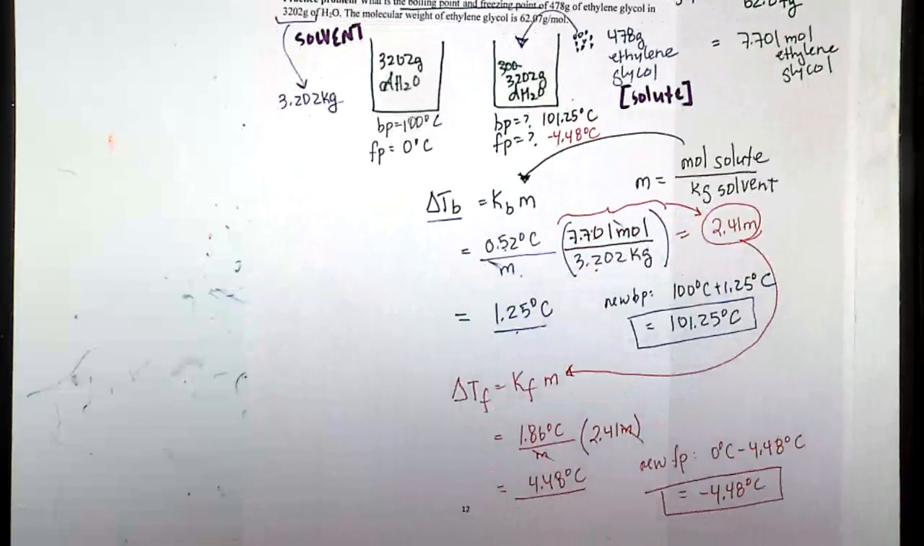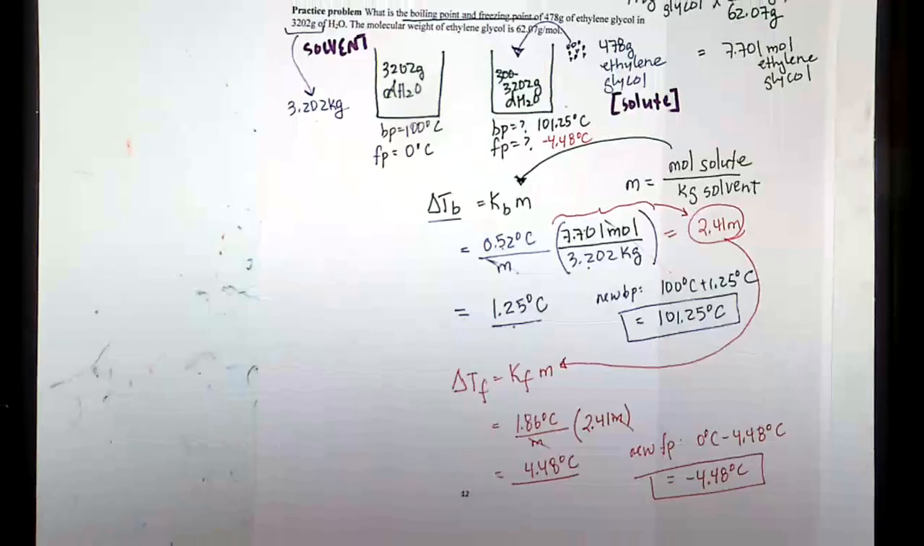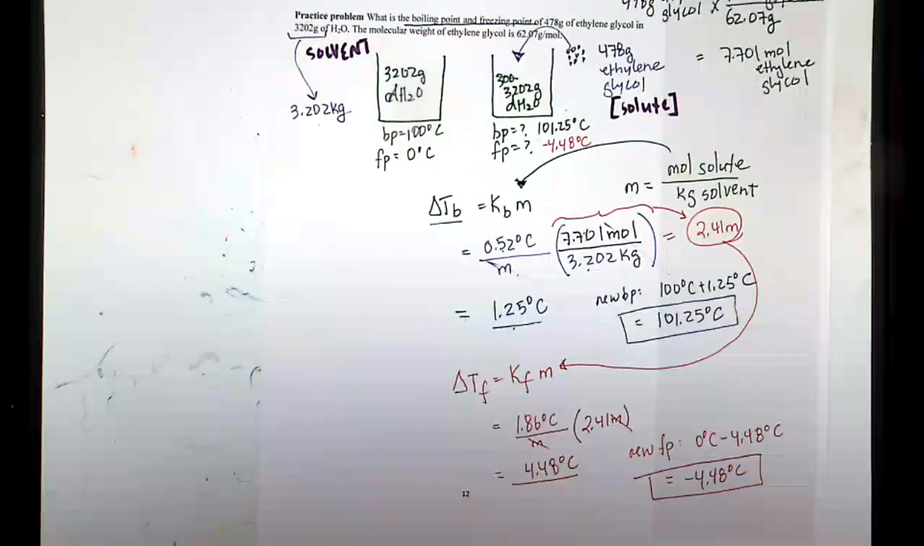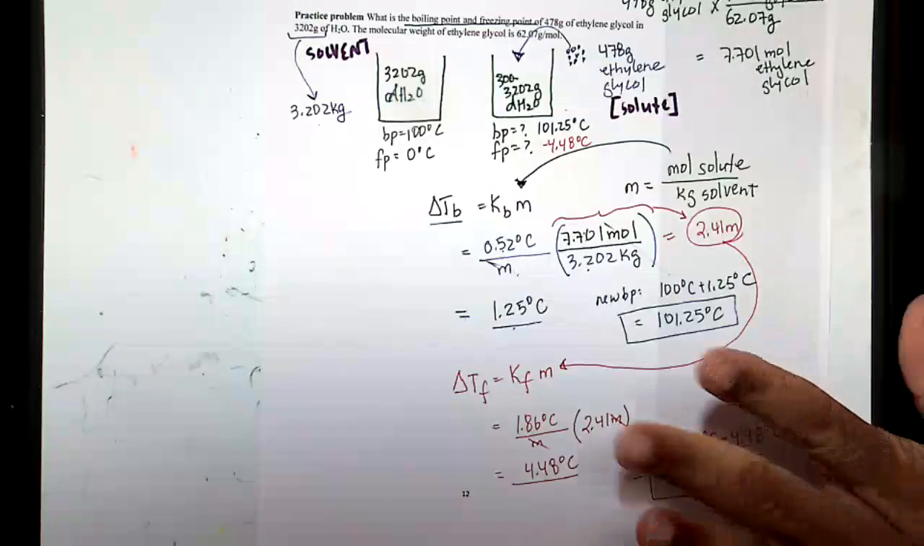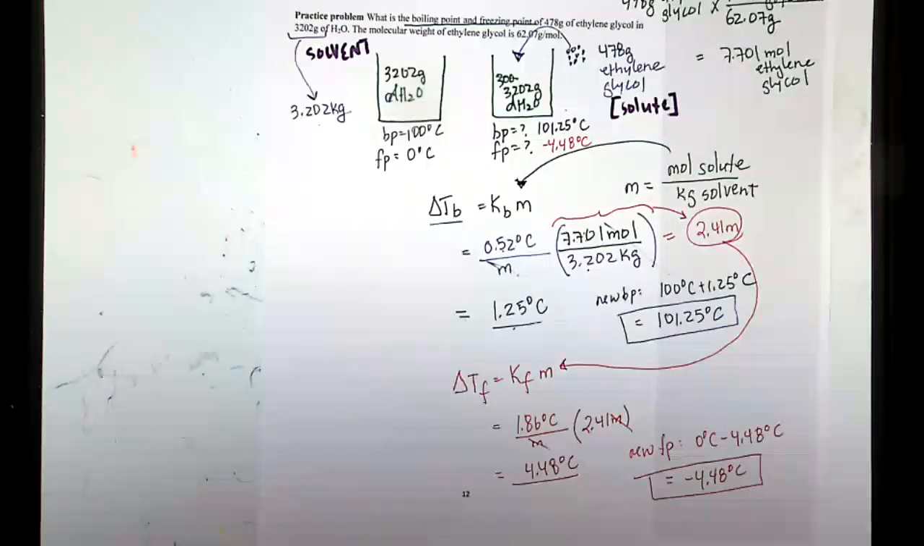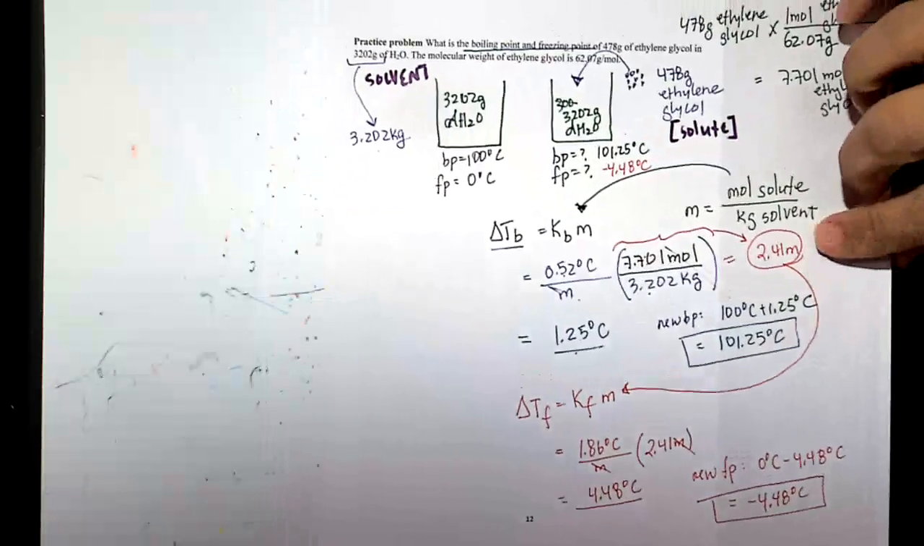So for a new freezing point, you essentially just subtract whatever you get from 0, and with the boiling point you just add to 100 degrees Celsius. For water as the solvent, you'll add to the boiling point, which is 100, or you'll subtract from the freezing point, which is 0. This is for water. What if your solvent wasn't water? It'll be different. All right, so that is how we do that type of problem. Let's do another one here, a little variation on this.